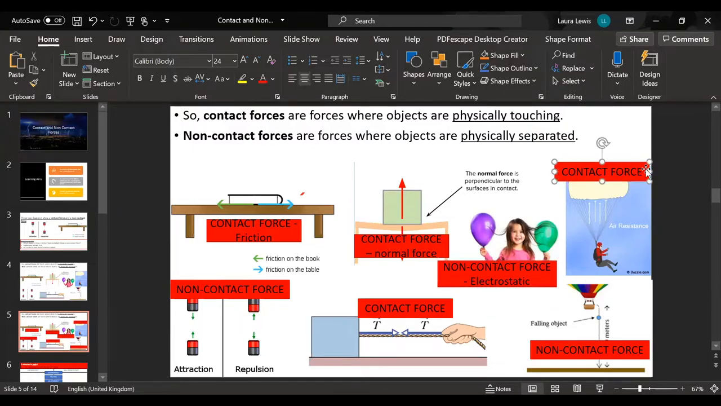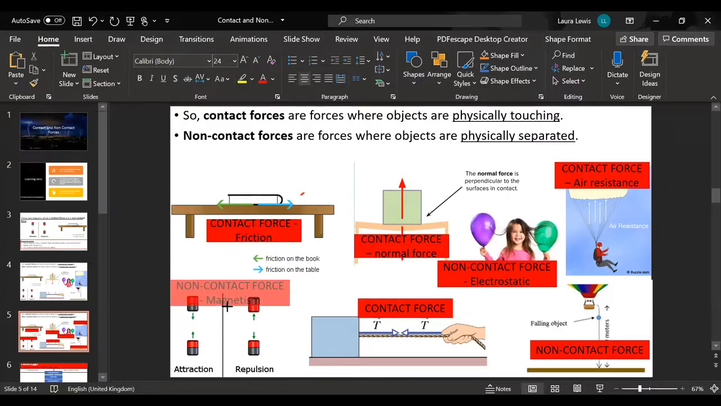The contact force, that's air resistance. I know it's written there, but let's write it again. Air resistance is caused by the air particles hitting you. So that's a contact force because the air particles are actually hitting you. If you ride a bike quite fast, you'll feel the air resistance on you. Non-contact force is magnetism. So this is magnets.